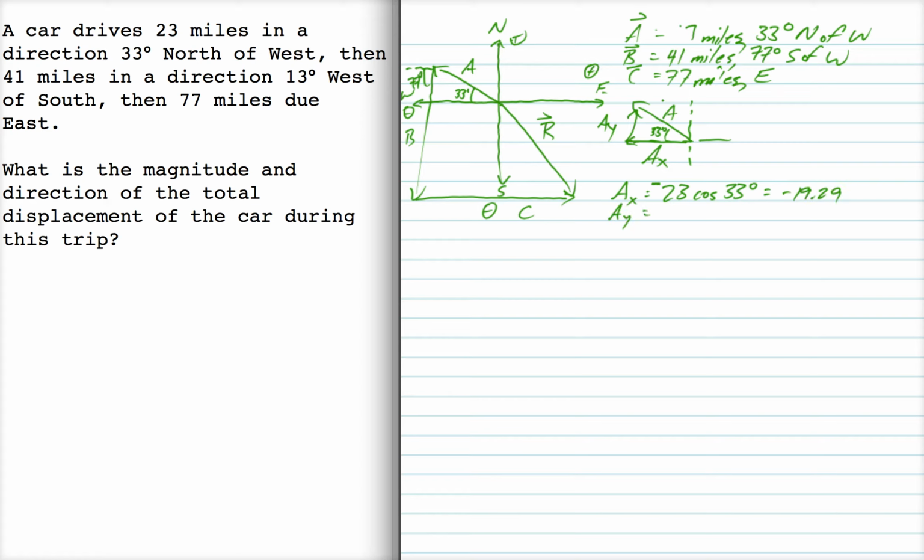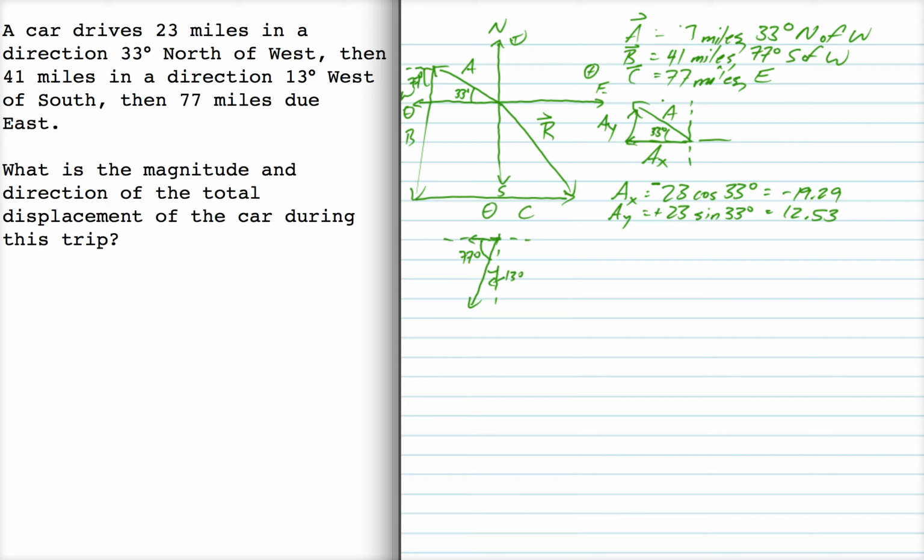And the y component of A is positive, because it points up. It's 23 sine 33, which is 12.53 miles. For vector B, let's see, vector B looks like this, points down like that. You can say that it makes a 13-degree angle west of south, but I prefer to write it as a 77-degree angle south of west.